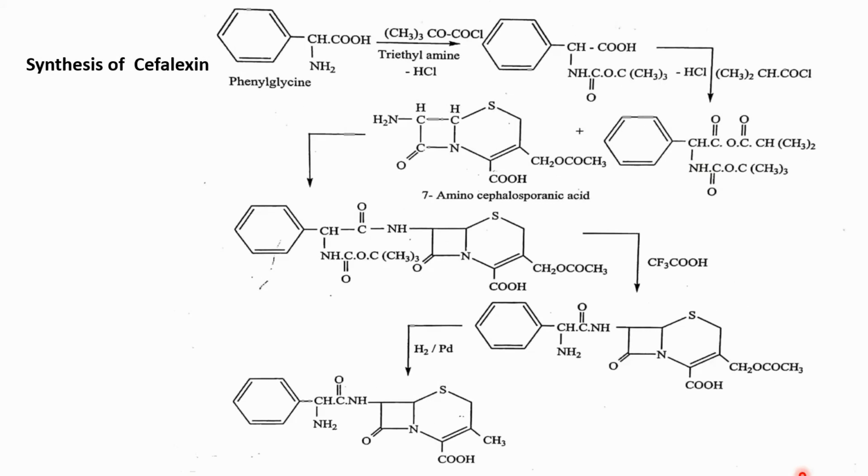Next is the synthesis of cephalexin. So here phenyl glycine is used as an initial substrate, and then by reacting with another substrate it is converted into cephalexin. So here you can see this is the end product, and on the screen you can see the complete synthesis.